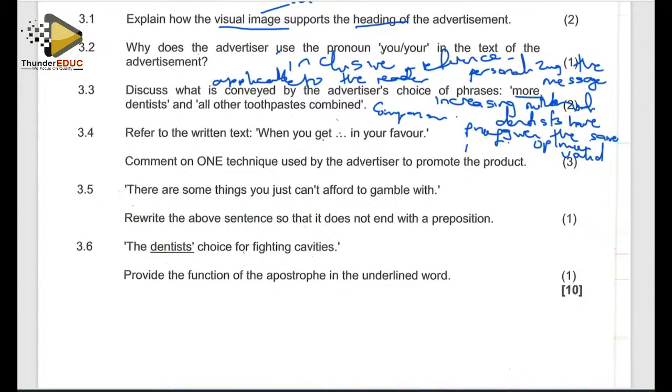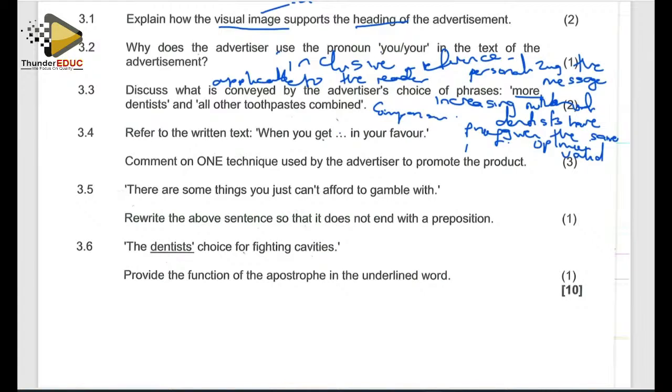There are some things you just can't afford to gamble with. Rewrite the above sentence so that it does not end with a preposition. You cannot afford to gamble with some things. You just can't afford to gamble with some things.